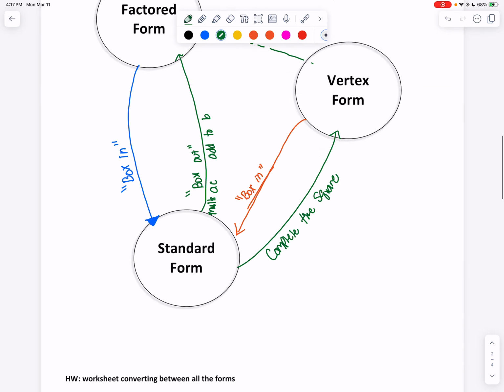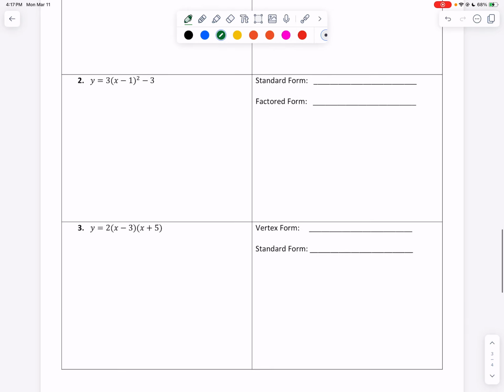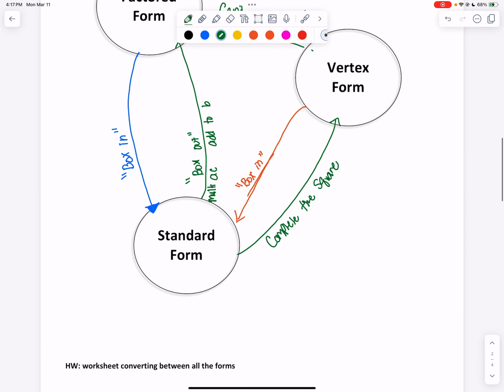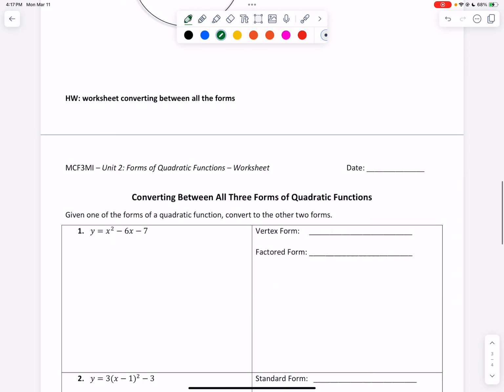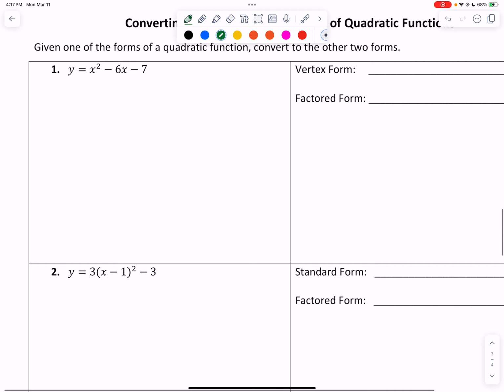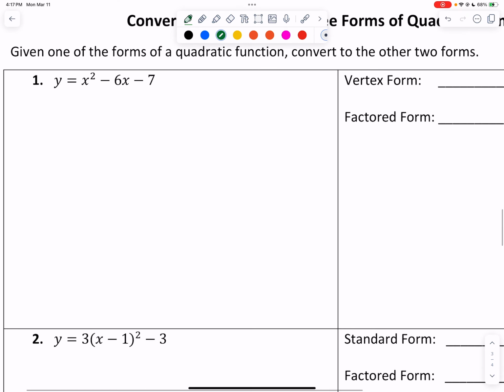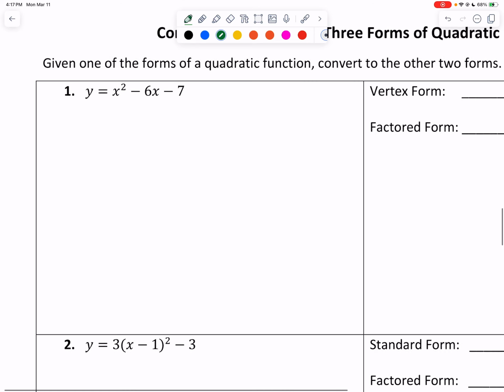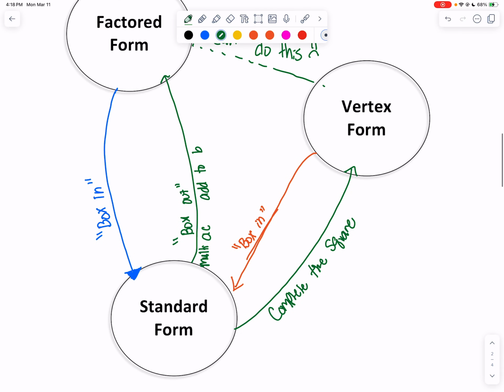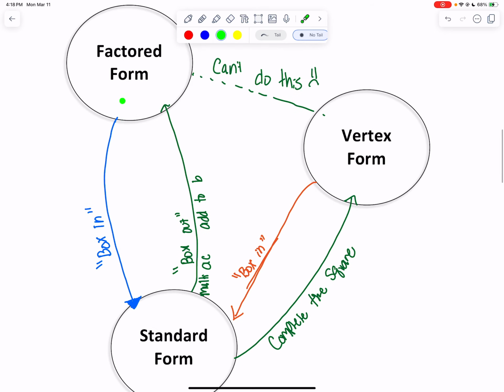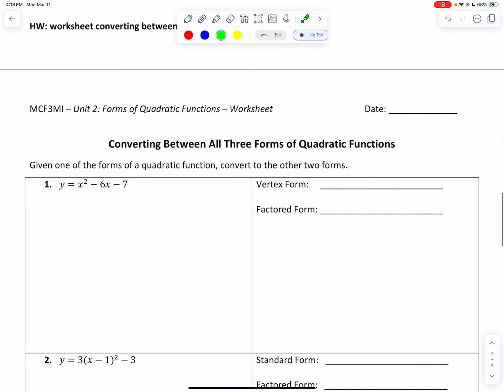All right. So I am going to give you an example of that. Let's say that I have x squared minus 6x minus 7. This is standard form. Standard form is easy because you could do both vertex and factored here. So that's what I'm going to do for number 1.